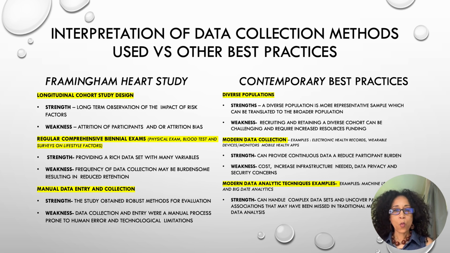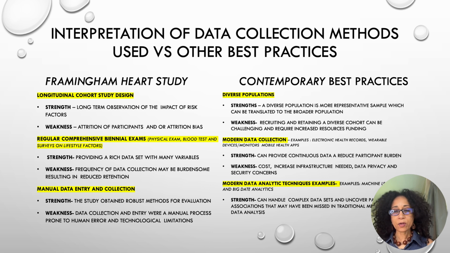Lastly, I want to look at how the data was collected in the Framingham. Data collected in the Framingham, because of the time, this was in the 40s, so everything was manual, right? Everything was manual and it was entered manually. Of course, the study provided robust data, but anytime you deal with a manual process, you have human error, right? And of course, at this time, 1948, you have technological limitations.